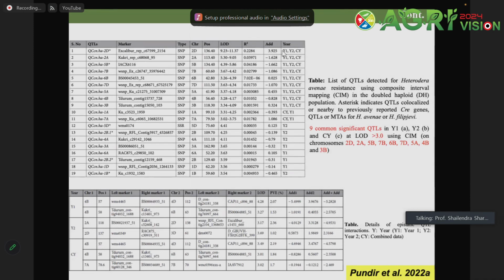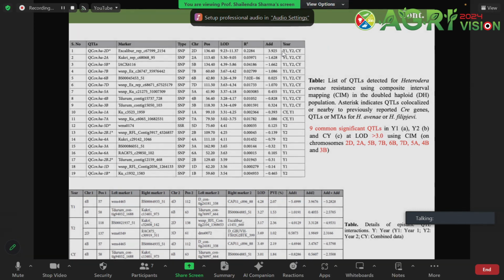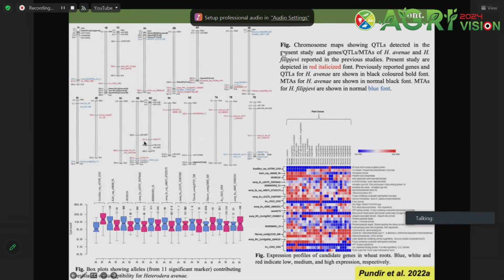Basically, we used the Synthetic and Opata mapping population, DH lines, double haploid lines, for this experiment, and now we are focusing on narrowing down this region. This QTL was located on the 2D chromosome, and we are now interested in narrowing down this region. So we made crosses between these DH lines.